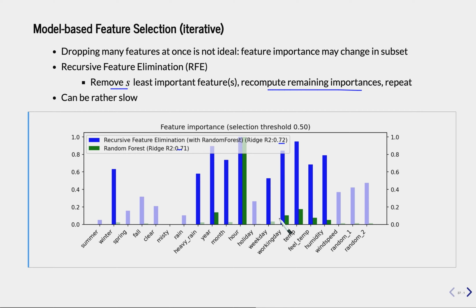Yeah, you can see that the selected features are more or less the same, but there are some differences as well. Like weekday here was not selected by the random forest, but is selected by the recursive feature elimination technique. And same for winter here. Okay. So this can be rather slow because we have to build multiple models, but it's also one of the most robust techniques out there.